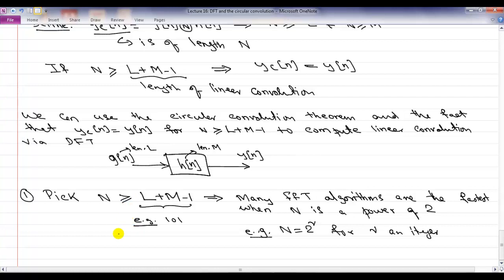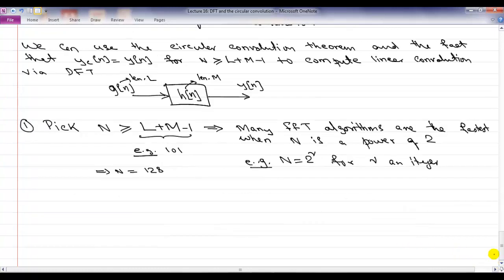So the number we'll pick in that case is n equal to 2 to the 7, which is 128. That is why you should always keep the condition n greater than or equal to L plus M minus 1 in mind, and remember that you will perform the fastest when you pick n to be a power of 2, which is the restriction that comes up from the FFT algorithms.